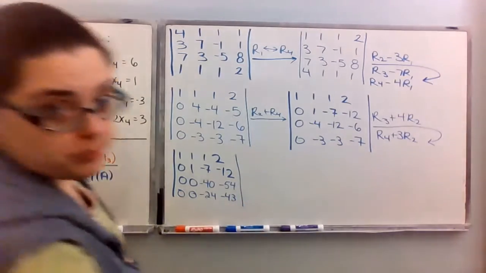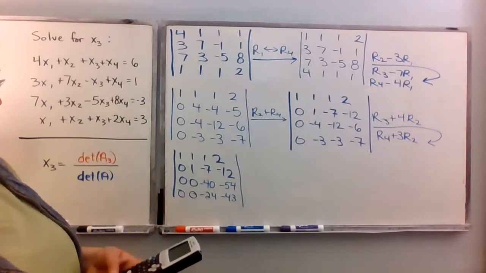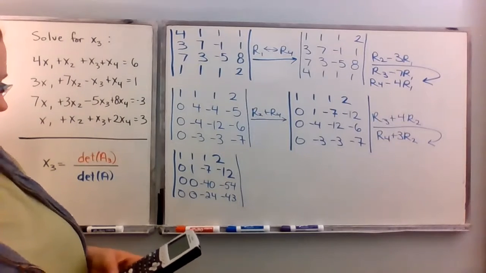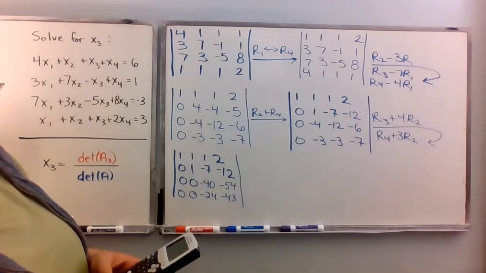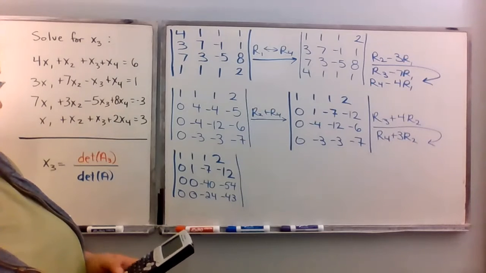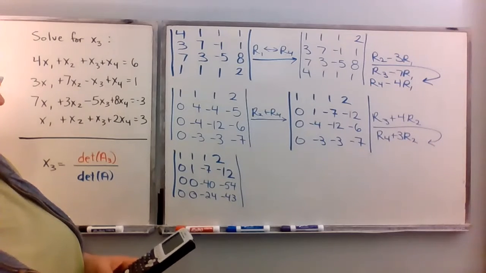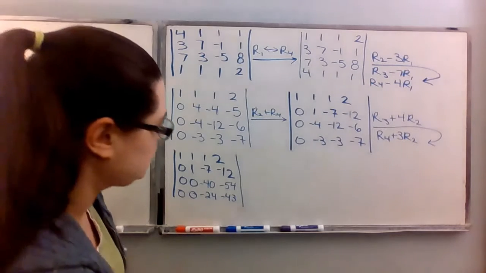I'm just going to check my arithmetic very quickly because I've been making lots of arithmetical mistakes today. So negative 12 minus 7 times 4, negative 40, negative 6 minus 12 times 4, negative 54, negative 3 minus 7 times 3, and negative 7 minus 12 times 3. Okay, excellent.